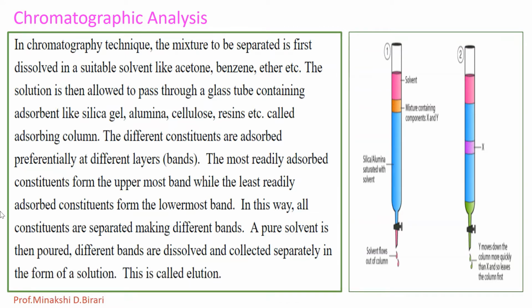Different adsorbents are useful, that may be silica gel, alumina, cellulose, or resins, and suitable solvents in chromatography may be acetone, benzene, ether, etc. There is the formation of bands. Each constituent is separated, making different bands. A pure solvent is then poured. The different bands are dissolved and then collected separately in the form of solution, and that solution is also known as elution. So that is the chromatographic analysis useful to separate a mixture.